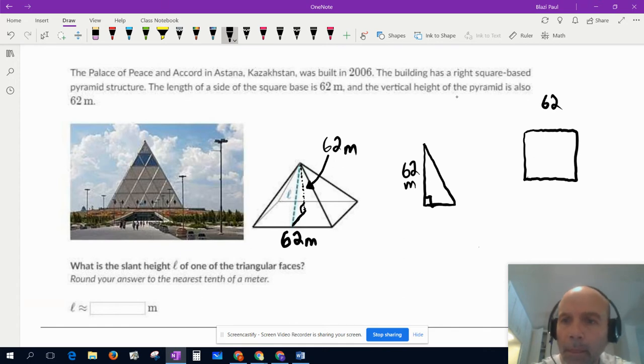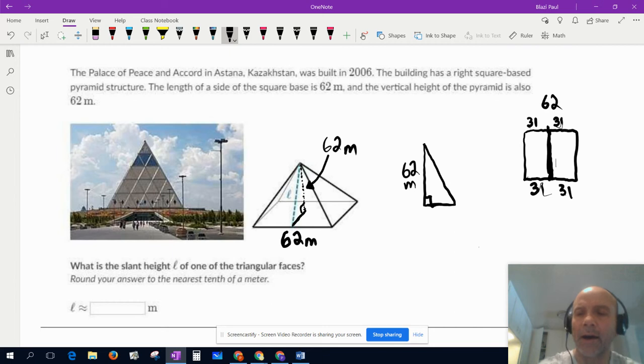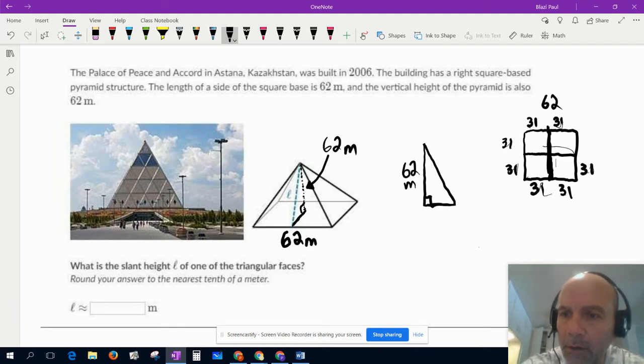So if I were to cut this base in half, let's just pretend, let's draw a line right down the middle of the square. I'm going to cut this side in half and this side in half. That's going to give me 31 on this side and 31 on this side. It's going to give me 31 on this side and 31 on this side. Now, let's cut this side down the middle. That's going to make this 31 and this 31, this 31 and this 31.